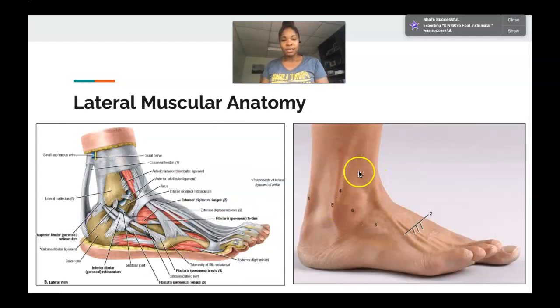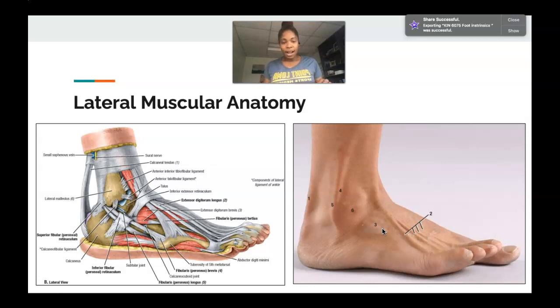You can kind of see them here as they come off of the malleolus. So number 4 is going to be peroneus brevis. This thinner tendon right here is going to be peroneus longus. And if we look here at number 3, we didn't see a really good image of it on the other slide, but this is the extensor digitorum brevis muscle, not longus, brevis.